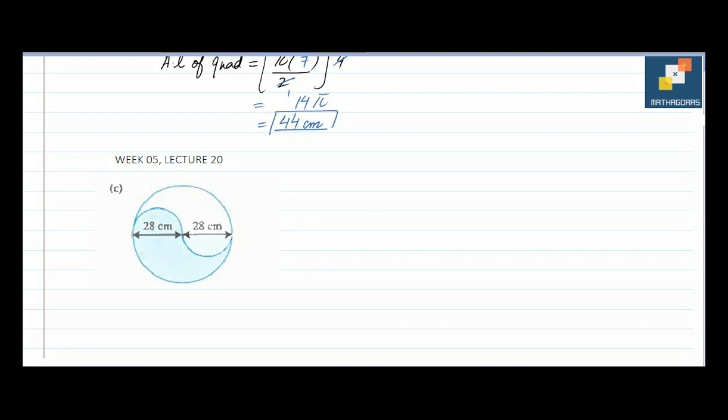Okay class, so it's week number 5, lecture number 20, and in last class we started the topic area and arc length of a sector, in which we discussed the technique of area and perimeter. We say that area is our friend and easy to find, while perimeter is our enemy and it varies for every question. So continue with the same topic.